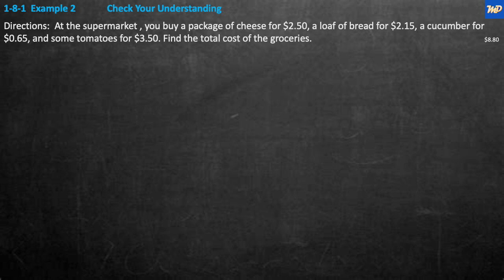Okay, so for you, we're going to check your understanding on this. It says, at the supermarket, you buy a package of cheese for $2.50, a loaf of bread for $2.15, a cucumber for 65 cents, and some tomatoes for $3.50. Find the total cost of the groceries. So why don't you stop it and try this yourself? You're going to write out the numbers and then switch them around to try to make things easier to add. Try it and see what you come up with. I'll wait.